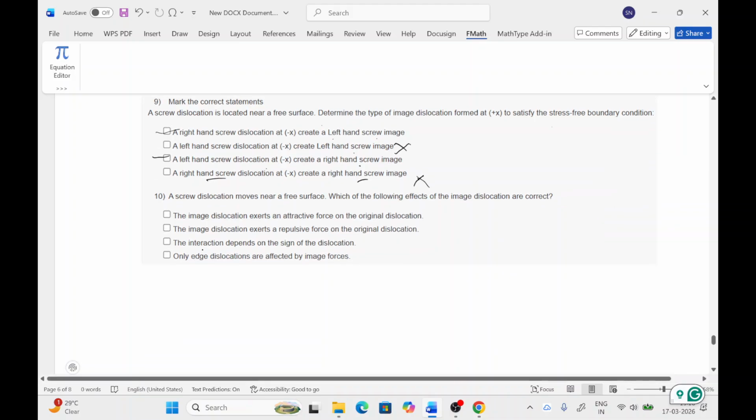The 10th question says a screw dislocation moves near a free surface. Which of the following effects are correct? The image dislocation exerts an attractive force on the original dislocation, and the interaction depends on the sign of the dislocation. Yes, so this is also correct. Means when they are of opposite sign, then only they will attract each other.